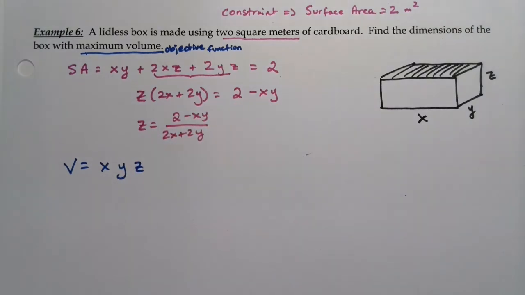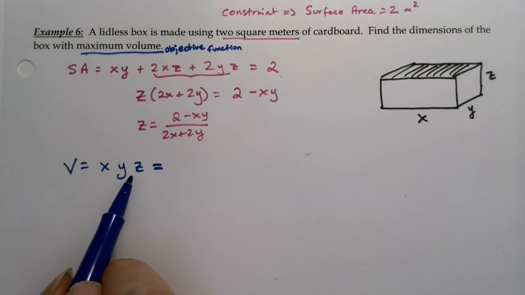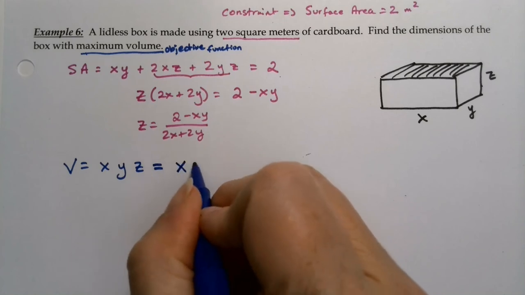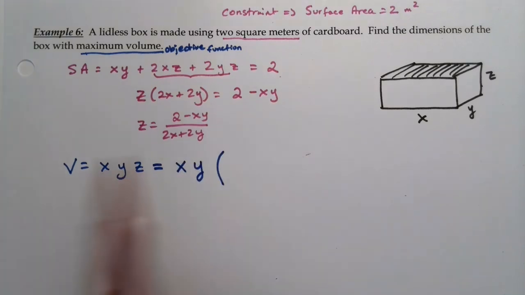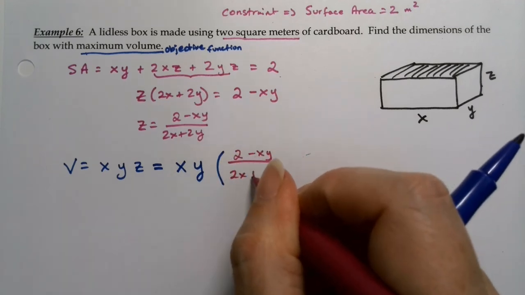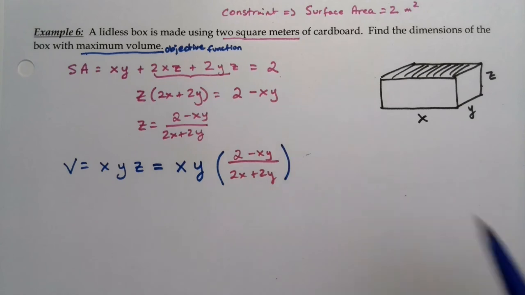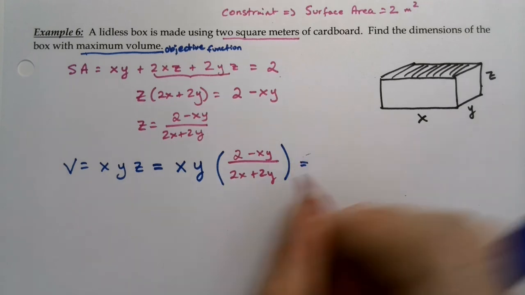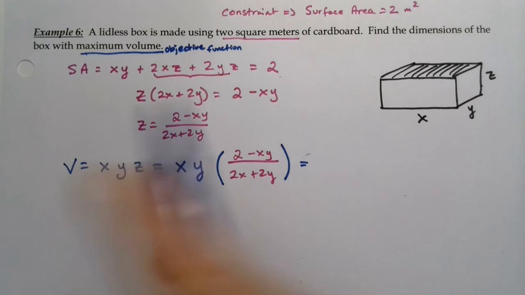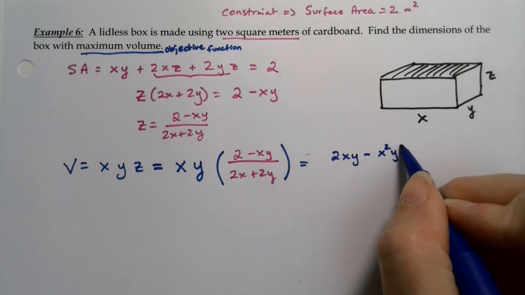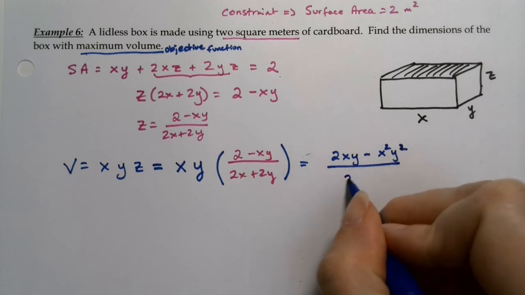And then I will substitute that into my volume function that I'm trying to maximize. I will say my volume is equal to x times y times 2 minus xy over 2x plus 2y. Well, we could do this a couple ways, but I know that I need to find the derivative of all this, so I'm going to distribute xy to both of these things. So that'll be 2xy minus x squared y squared divided by 2x plus 2y.